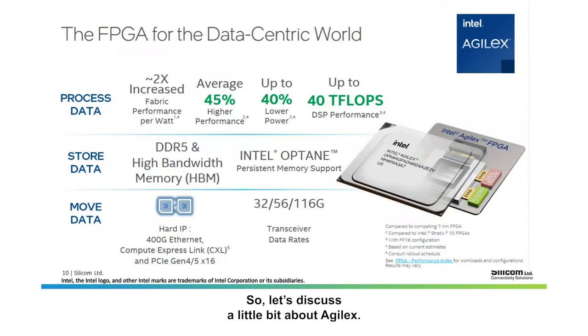So let's discuss a little bit about Agilex. Agilex is the new, latest and greatest FPGA coming out from Intel, fabricated in a 10 nanometer process to enable double the performance over its previous generation with the same feature set that we've seen in the past: DDR4 and DDR5, as well as high bandwidth memory and support for Intel Optane. The hard IP that this chipset provides is 400 gig Ethernet and PCIe Gen 4 today, and later on PCIe Gen 5 and higher transceiver data rates.